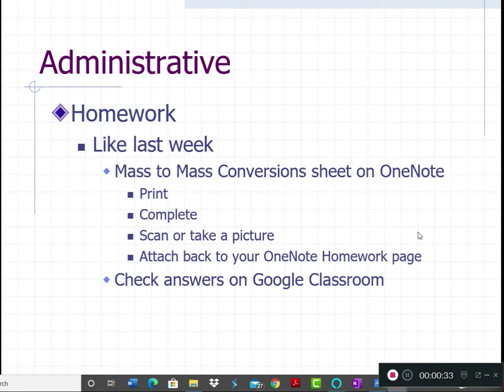The homework's the same. It's all on the same homework. There's not an additional homework for this slide. I just left this here. Actually, the last couple problems on your homework are using other units besides mass to mass, even though it's labeled mass to mass.